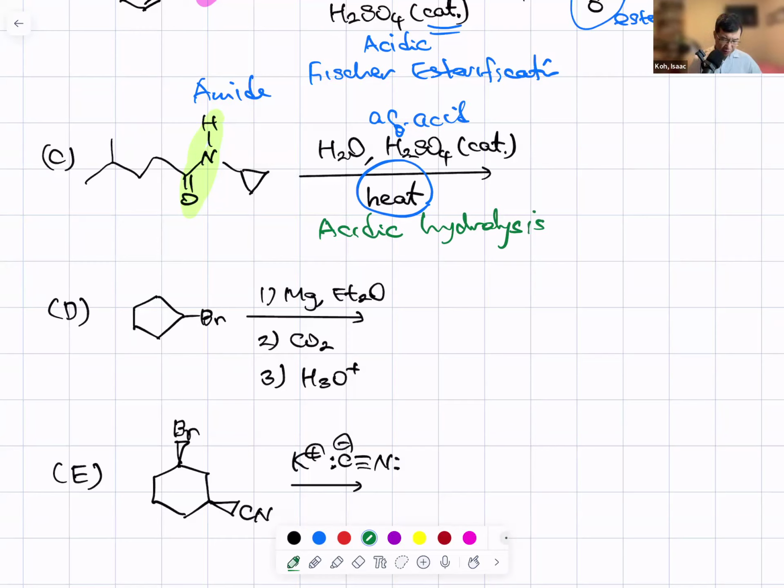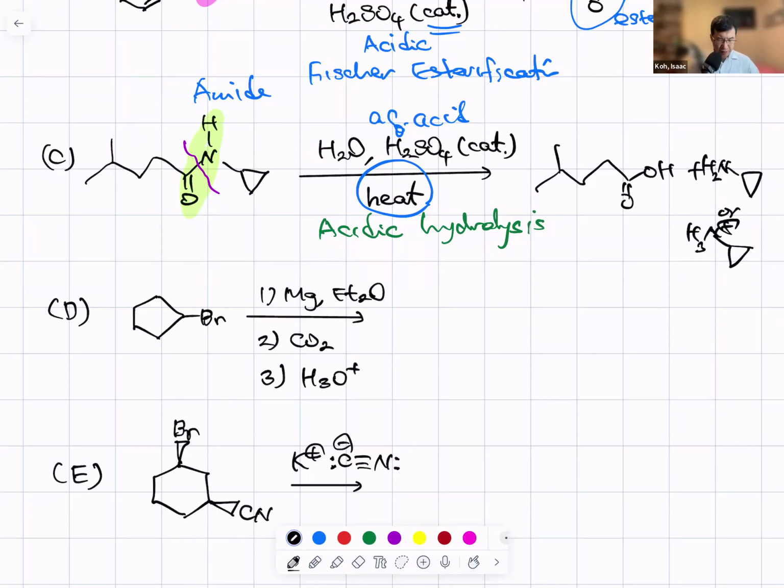Then we are cleaving this bond, and it is forming a carboxylic acid from water, and the amine is leaving protonated. Because it is in acidic condition, it forms an ammonium ion.